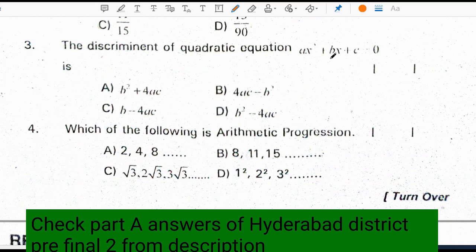The discriminant of the equation ax square plus bx plus c is b square minus 4ac. Which of the following is arithmetic progression?